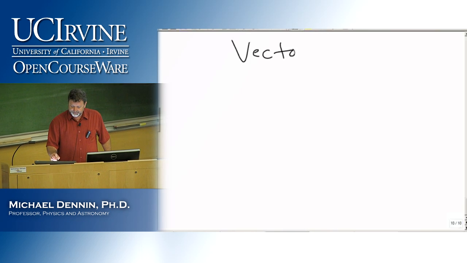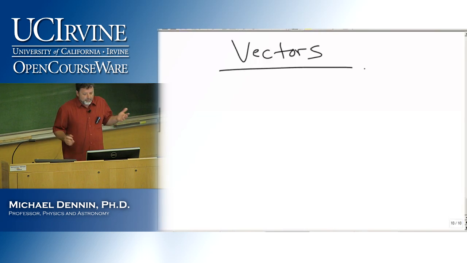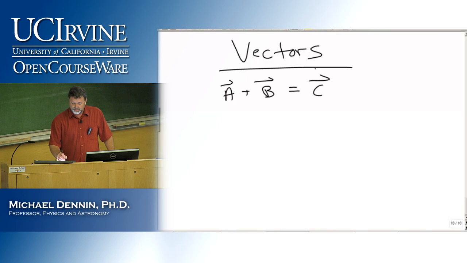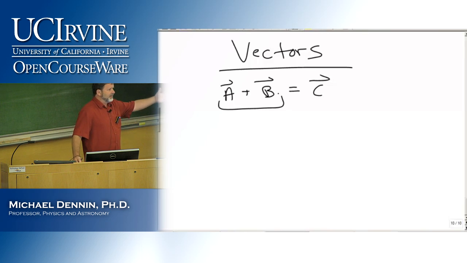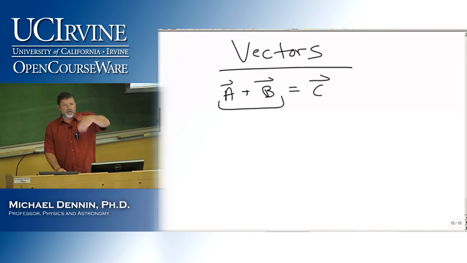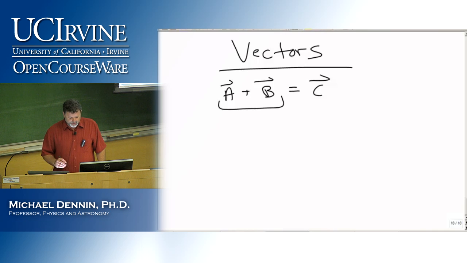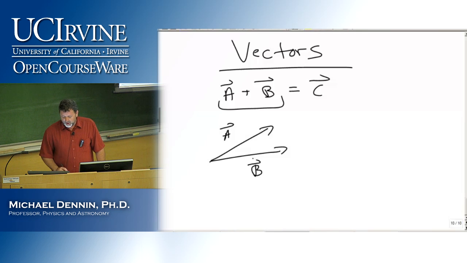So vectors. Basically, the most common thing we have to do, as we saw, is add 2 vectors. We either had v naught plus at, or we had v naught t plus 1/2 at squared, equaling delta x. Very common thing to do. And if we have 2 vectors, a and b, we know that we do the vector addition head to tail, tail to head, and draw the resultant.